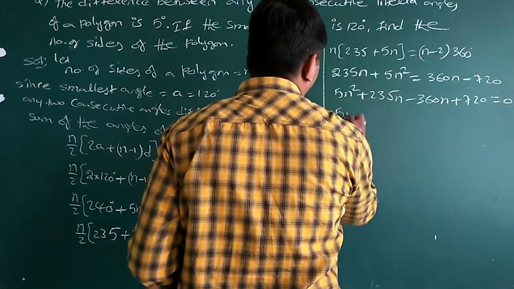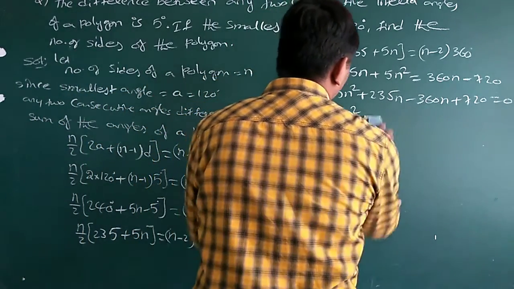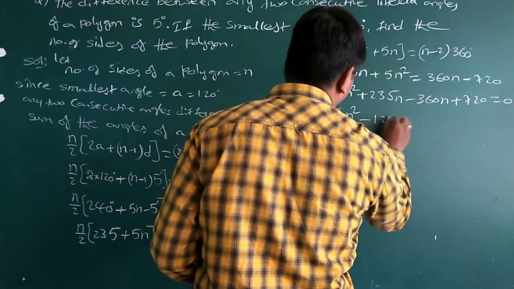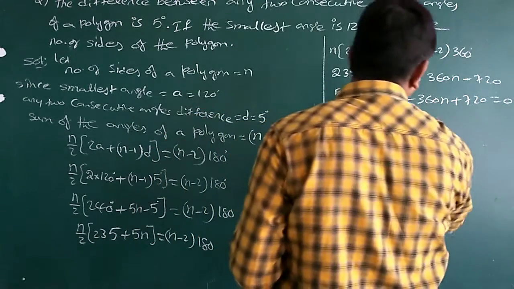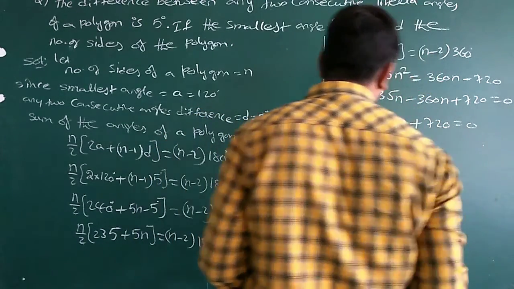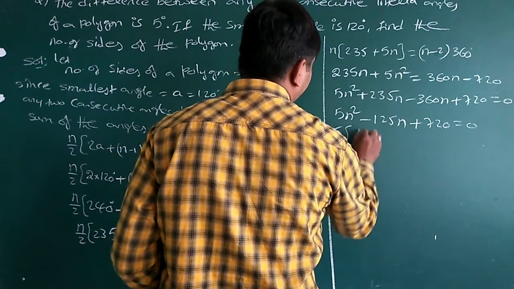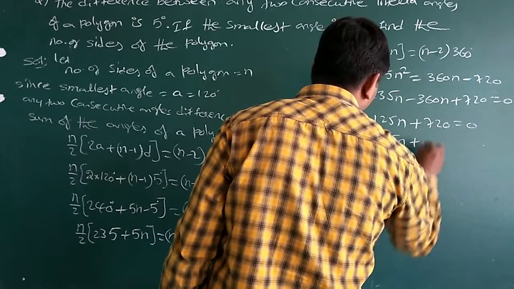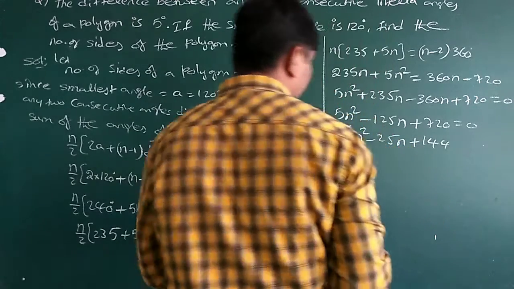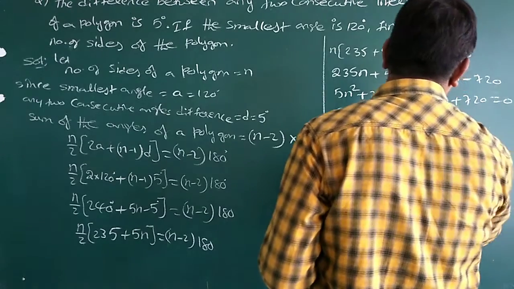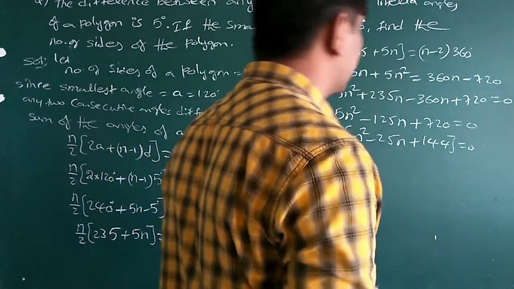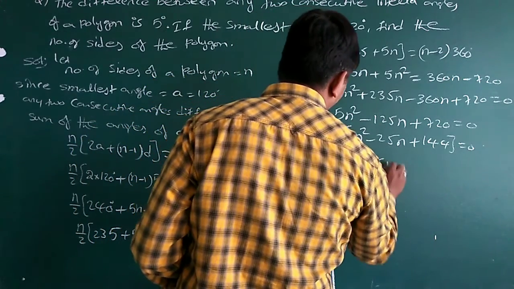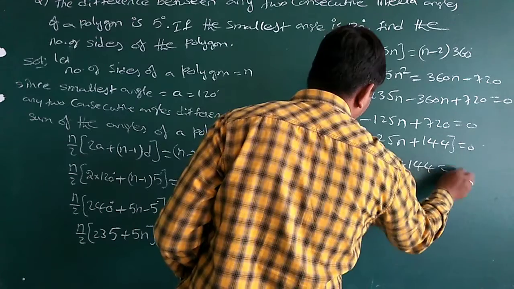Now 5n square plus 235 minus 360 is minus 125n plus 720 is equal to 0. Taking 5 common: n square minus 25n plus 144 is equal to 0. 5 1 the 5, 5 2 the 10, 5 4 the 20. Now divide this by 5: n square minus 25n plus 144 is equal to 0.